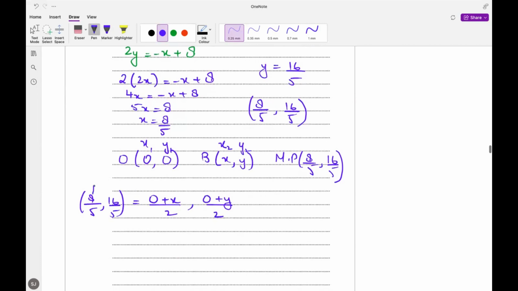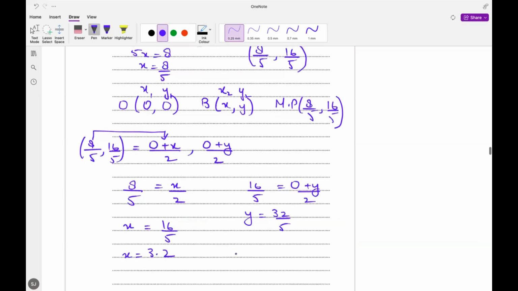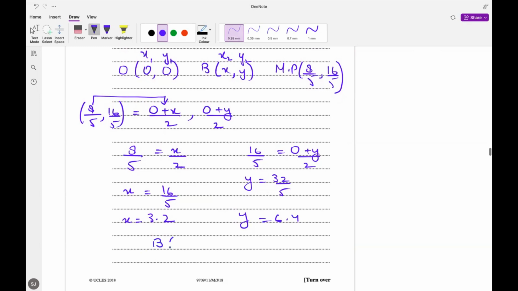Now equating the x coordinate with 0 plus x upon 2, we'll get 8 upon 5 is equal to x upon 2. So x will be equal to 8 times 2, 16 upon 5, which is 3.2. And 16 upon 5 will be equal to the y coordinate, which will be 0 plus y upon 2. So y will be equal to 32 upon 5. And we can write it in decimal form as 6.4. So the coordinates of B are now 3.2 and 6.4.